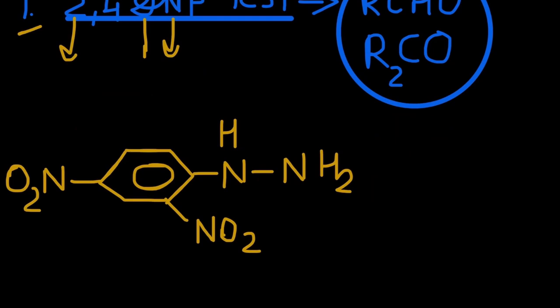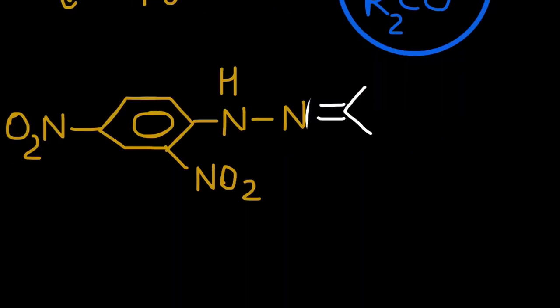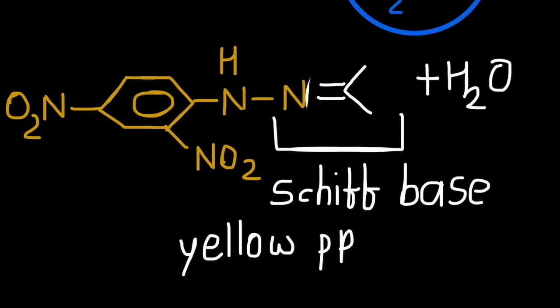How does it react with this compound and how will it give a colored product? H2O will be removed and nitrogen will form a double bond with the carbon atom. This is called a Schiff base. It will give a yellow precipitate. That's why this compound is useful for identification of aldehyde and ketone in a mixture.